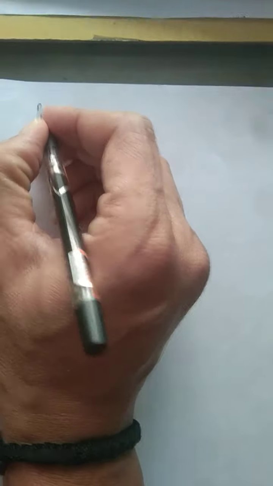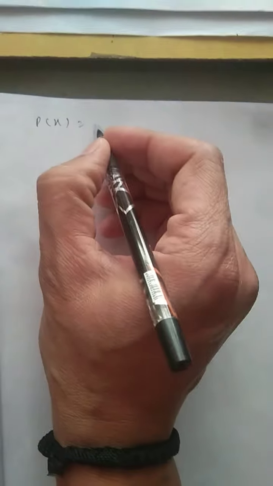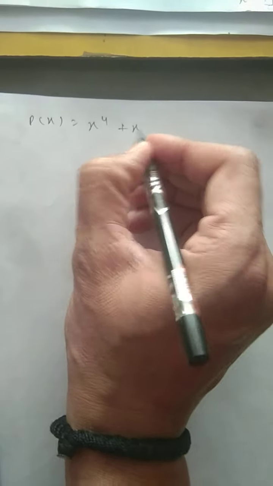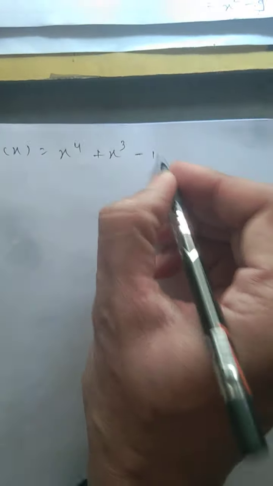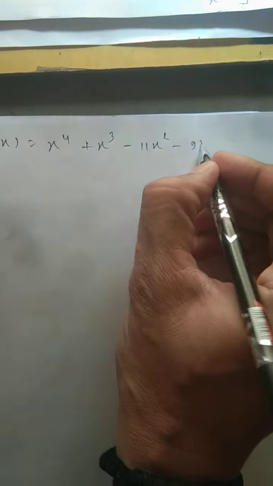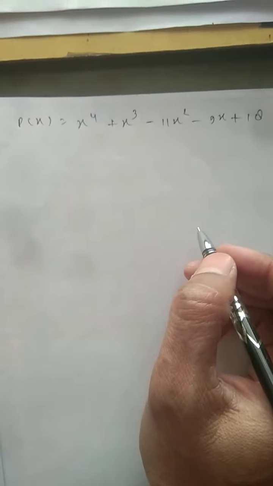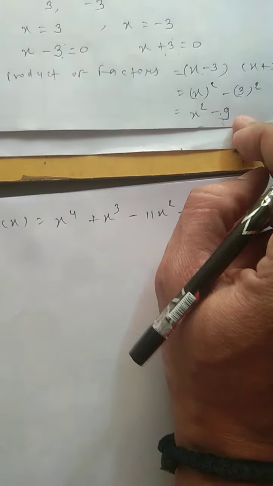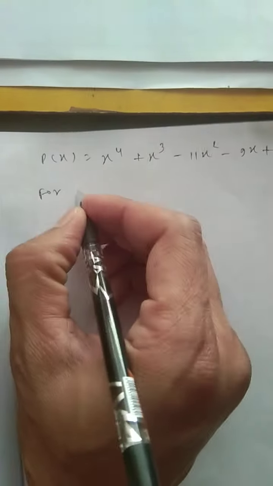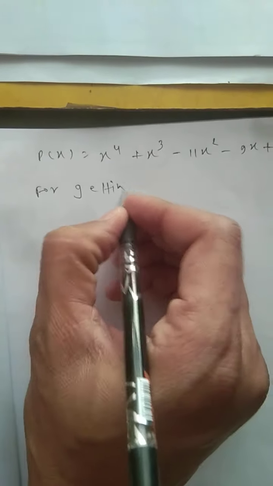What is the polynomial? x power 4 plus x cube minus 11x square minus 9x plus 18. It is given that x square minus 9 is a factor of this polynomial.